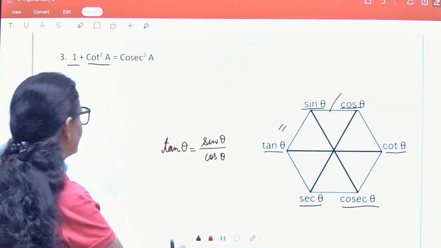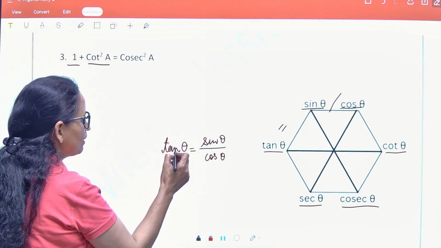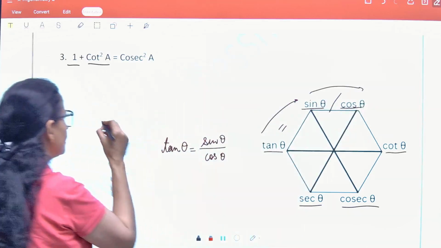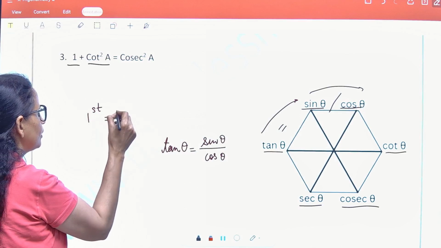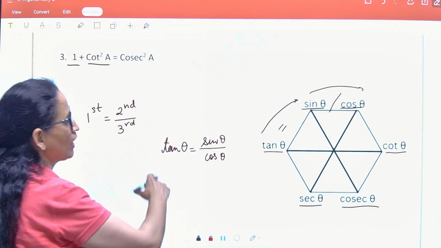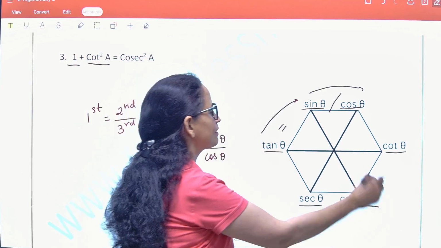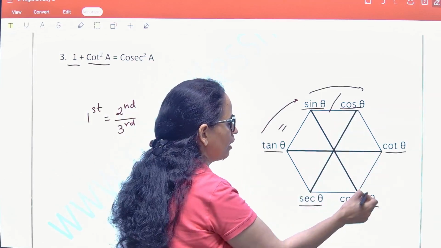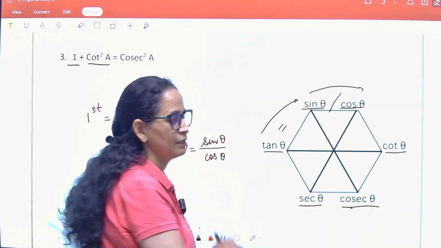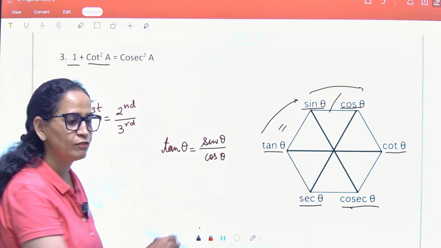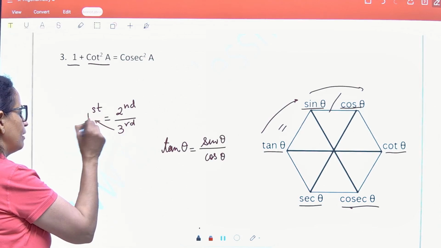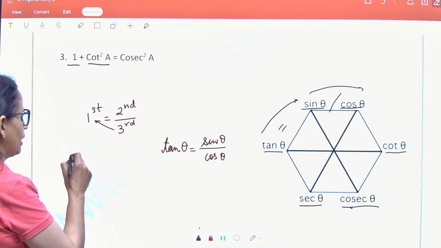And what is it? We have tan theta equals sin theta by cos theta. So when we go around this hexagon, the first ratio is equal to the second ratio divided by the third ratio, and this is true for any three of them when you go around. For example, cos theta equals cot theta divided by cosec theta, and cosec theta is sec theta divided by tan theta. So you can check with any of them, all of them are true. Now the next magic is, if you bring the third term to the left side, what do you get?